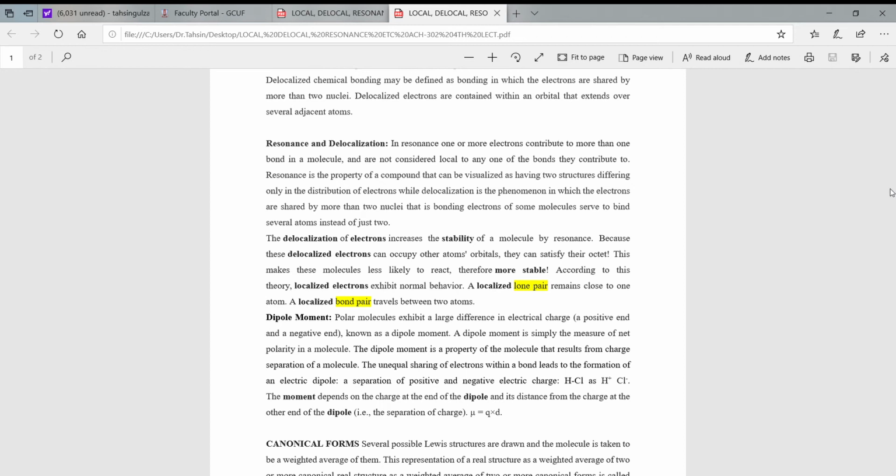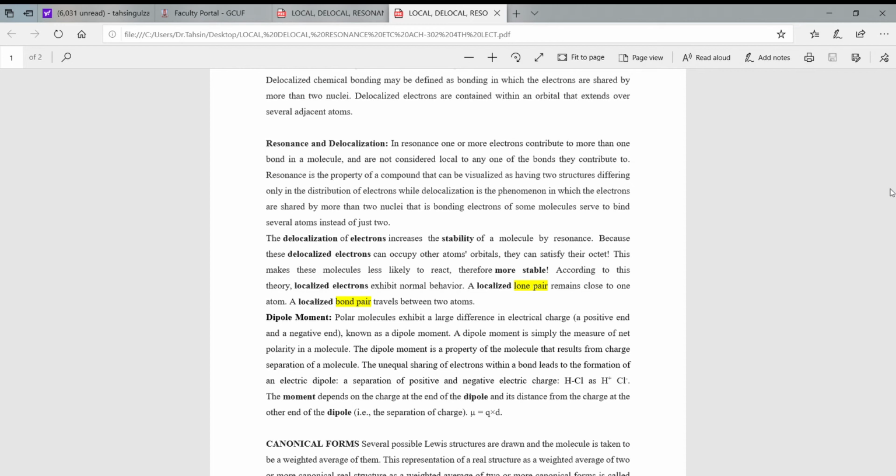You know the structure of formic acid I have written. H–C, H bond pair with carbon, and this carbon is the carbonyl carbon. C double bond O: one of the double bonds is a sigma bond and another is a pi bond, and then this carbon is attached to OH.